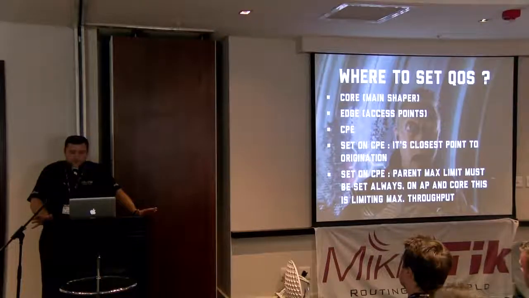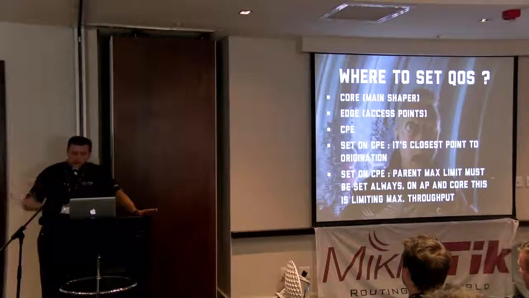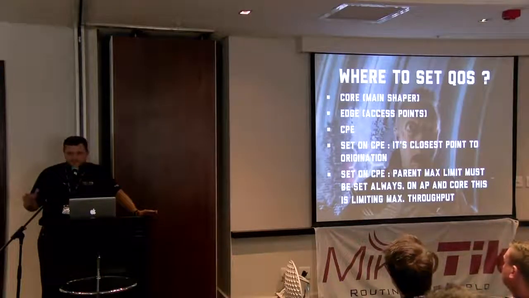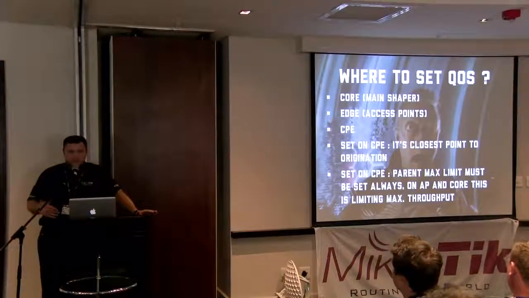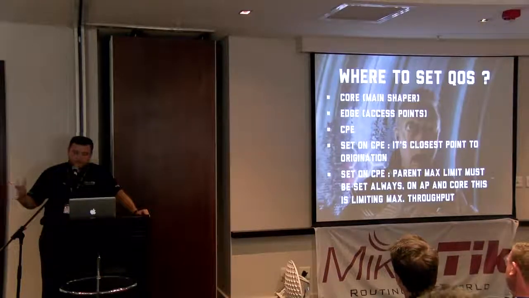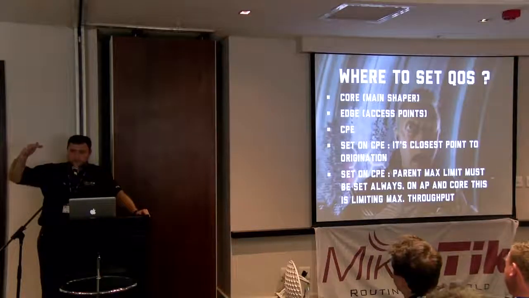Personally, I prefer to set up quality of service on the CPE device, because when we have QoS, we always speak about customers who really need it. Mainly it's a corporate customer who has voice and needs support of the services with a good high level of speed. That's why we set it up on the CPE. It is the closest point to origination, and also we can set up the parent, which is the maximum speed of this line of the client.